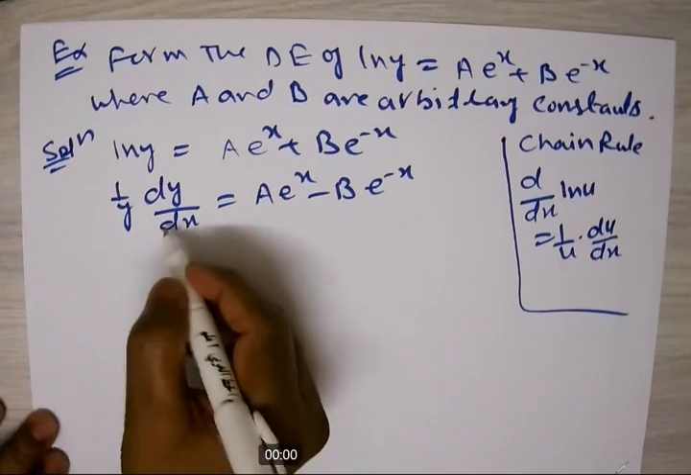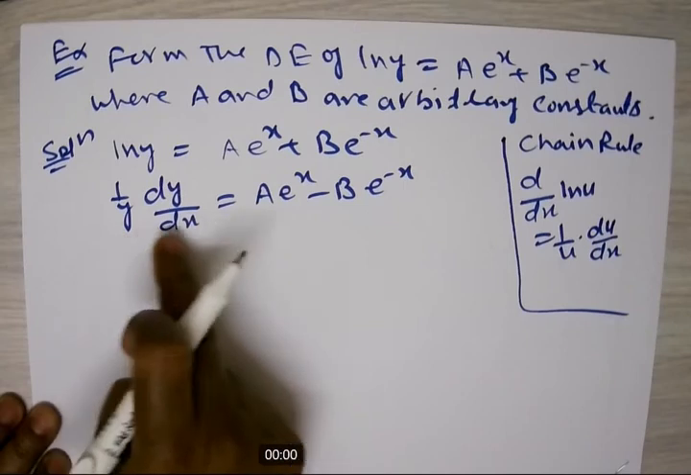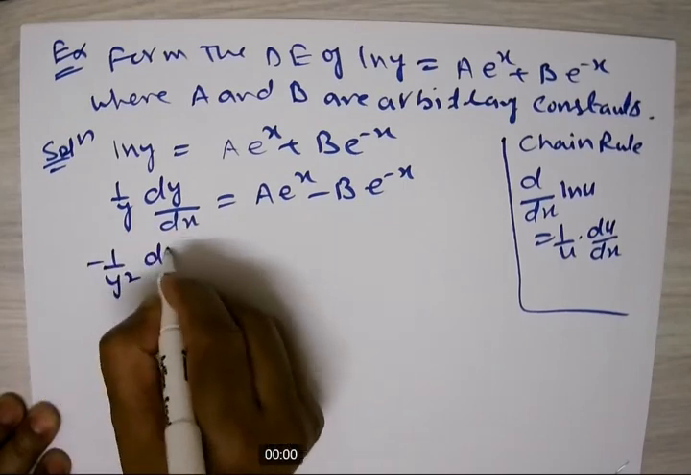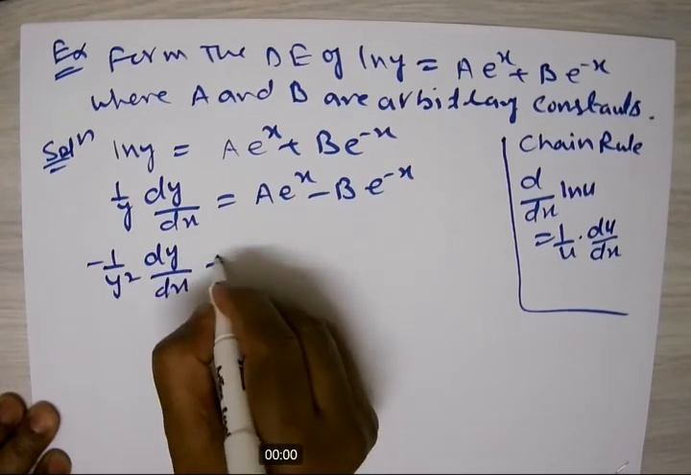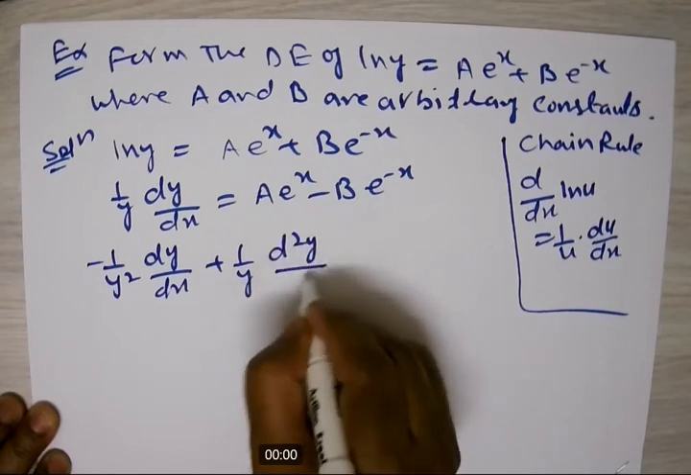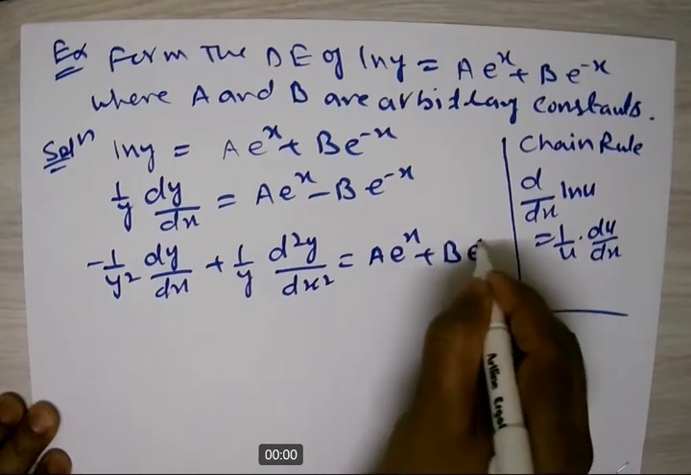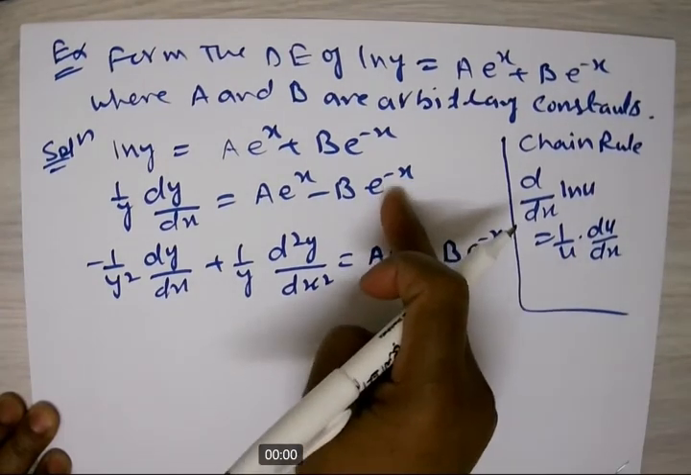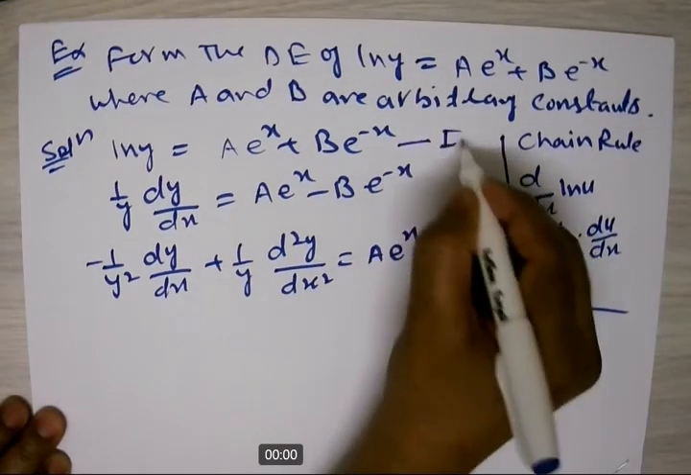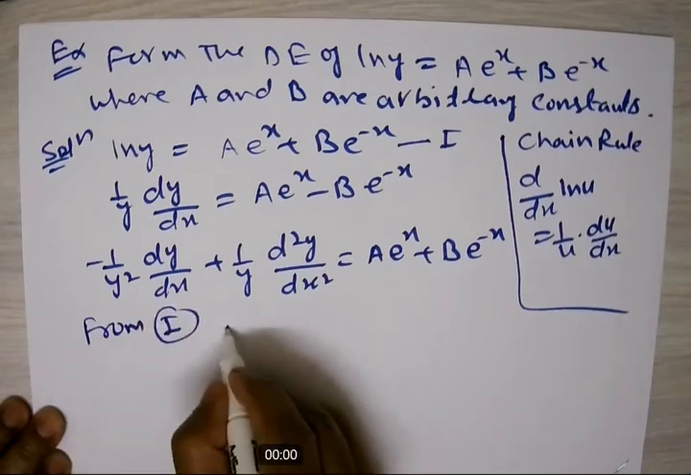Now can I write the second derivative, because we need to differentiate again? Yes, again you have to use the uv method. So derivative of this one is −1/y² dy/dx, plus derivative of this one is 1/y, derivative of dy/dx is d²y/dx², equal to A eˣ + B e⁻ˣ, because derivative of e⁻ˣ is again minus minus plus. Now see that one, assume that this is equation 1. So from first, see that one, can I write like that one?